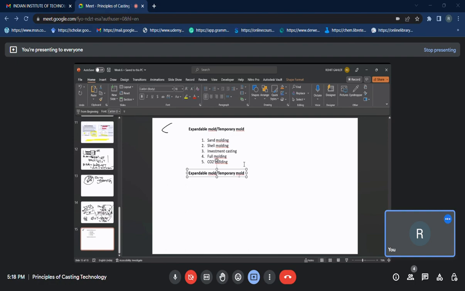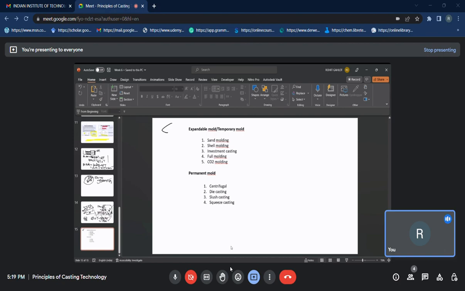Now if you go to the types of permanent mold, you can see permanent molds are centrifugal, another is die casting, the third one is slush casting, and the fourth is squeeze casting. And then finally the continuous casting comes.